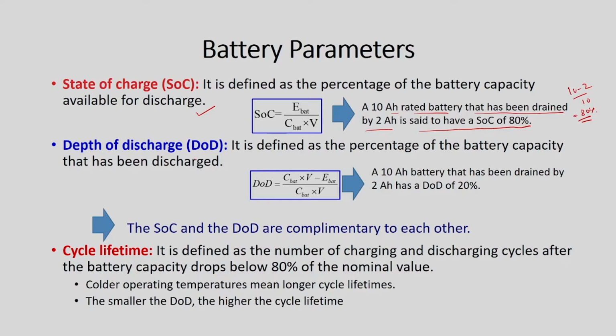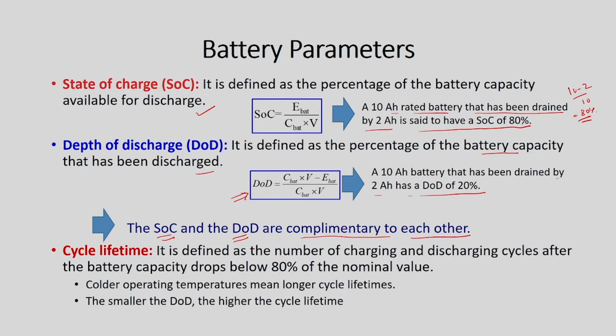And one more parameter we must know when we talk about battery parameters is called depth of discharge. It is defined as the percentage of battery capacity that has been discharged. It is represented by DOD, which is C bat, the capacity of the battery multiplied by rated voltage, minus energy of the battery, divided by C bat multiplied by V. For the same problem, in terms of DOD, a 10 ampere hour battery that has been drained by 2 ampere hours has a DOD of 20%. So, SOC and DOD, state of charge and depth of discharge, are complementary to each other. We should keep that in mind.